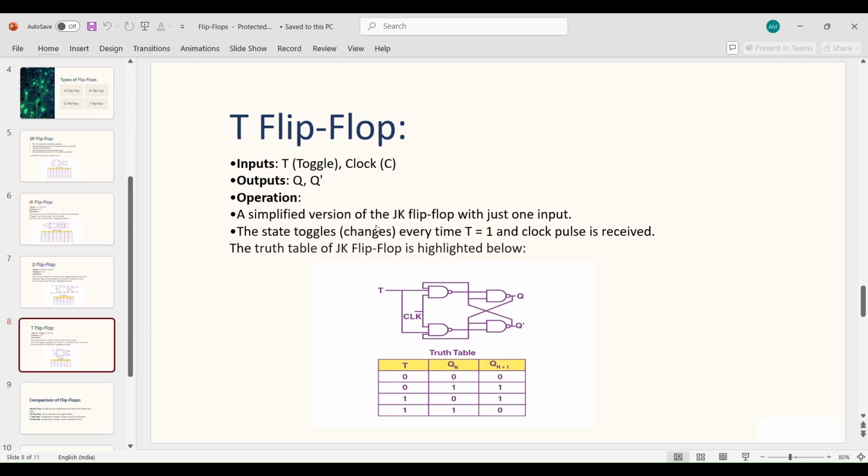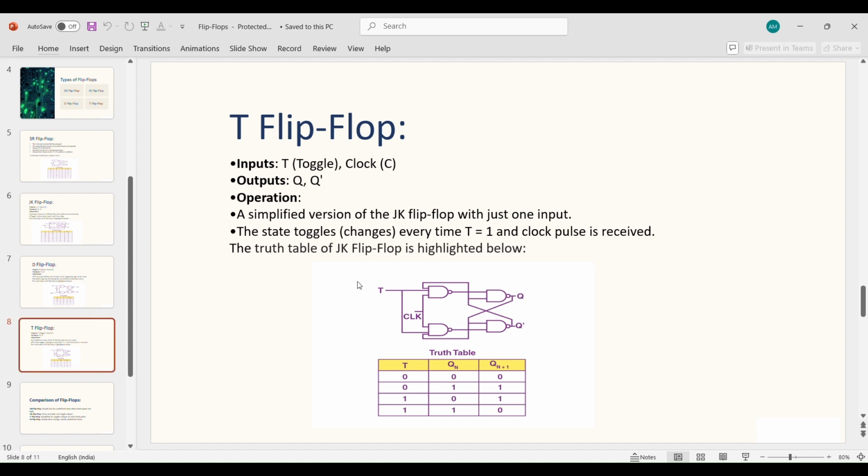And at last we have T flip-flop. The inputs are toggle, which is T, and clock. The outputs are Q and inverted Q. The operation of T flip-flop is a simplified version of the JK flip-flop with just one input. As we can see, there is only one input which is toggle and the state toggles every time T equals 1 and clock pulse is received.